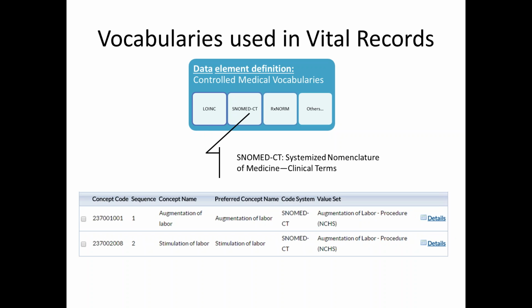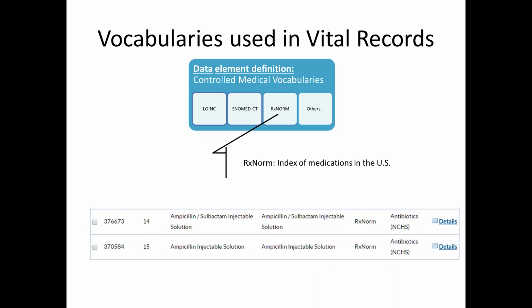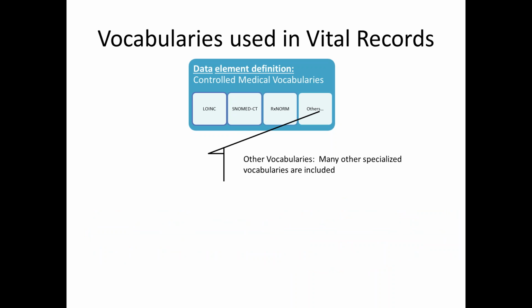SNOMED, Systemized Nomenclature of Medicine Clinical Terms, a comprehensive, large, international in scope, coded index of clinical terminologies. Here are two concepts related to augmentation and stimulation of labor on the birth certificate. RxNorm is an index of medications in the United States. We can see here just a couple of medications, antibiotics, that may be administered to mothers during labor and delivery.